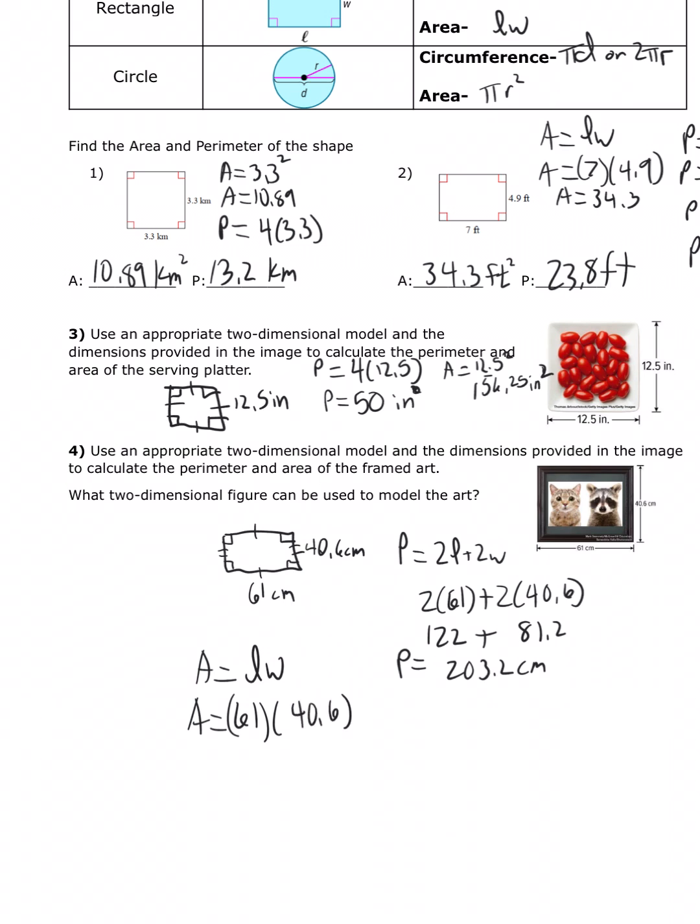So 61 times 40.6. So that's 2,476.6 square centimeters. All right.